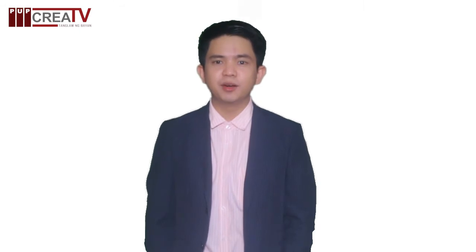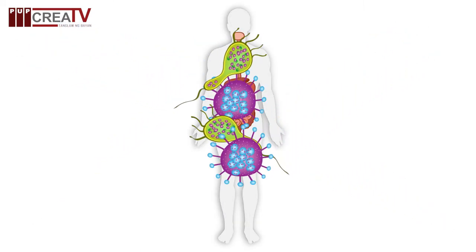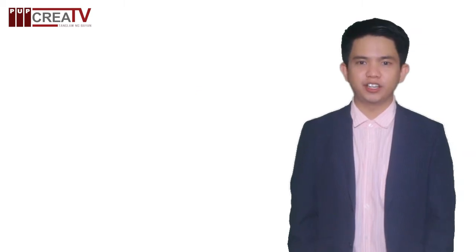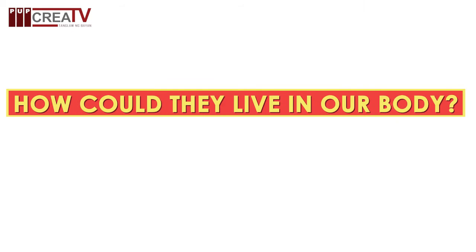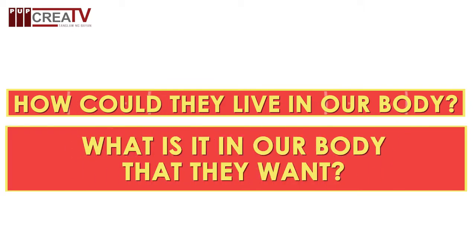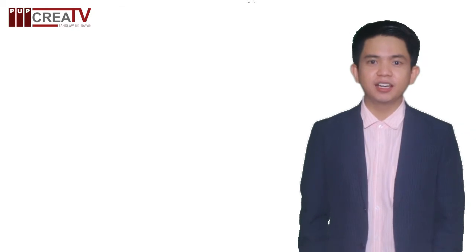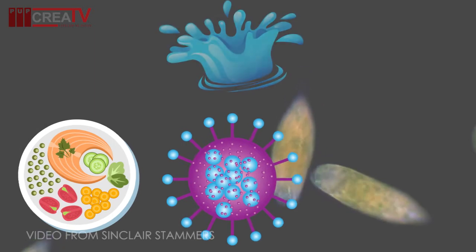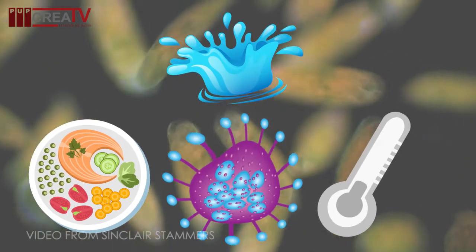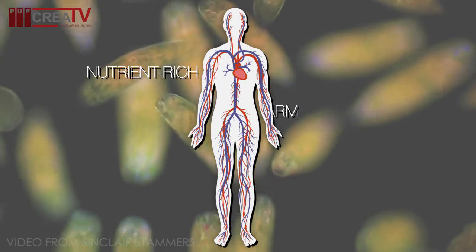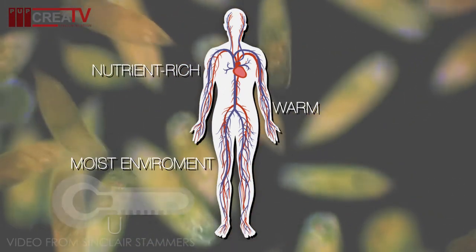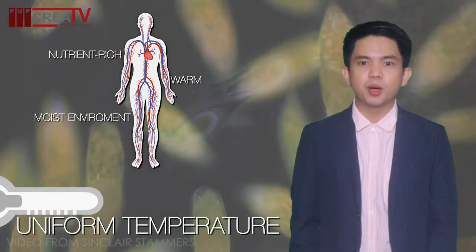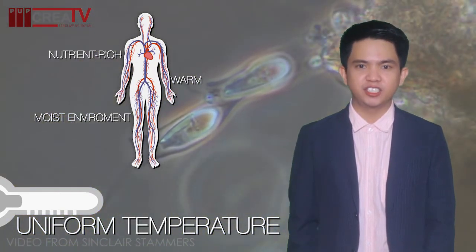Pathogens of all classes must have mechanism for entering the body and for evading immediate destruction of the body's immune system. But here are the questions. How could they live in our body? What is it in our body that they want? Just like other organisms, these pathogens must obtain their needs to survive, such as the food, water, and optimum temperature. The human body is a nutrient-rich, warm, and moist environment which remains at a uniform temperature and constantly renews itself. Perfect conditions for these pathogens to grow.